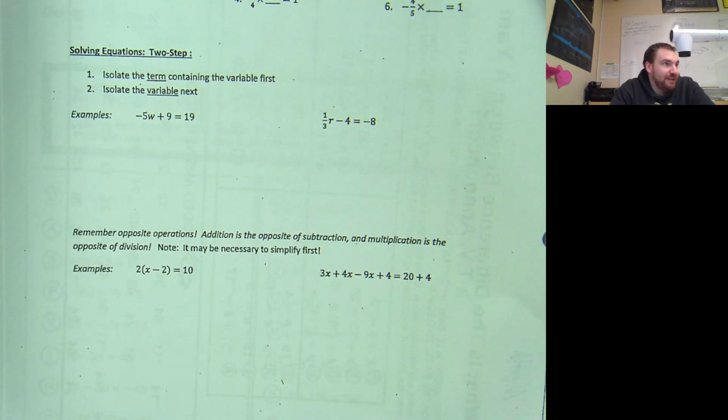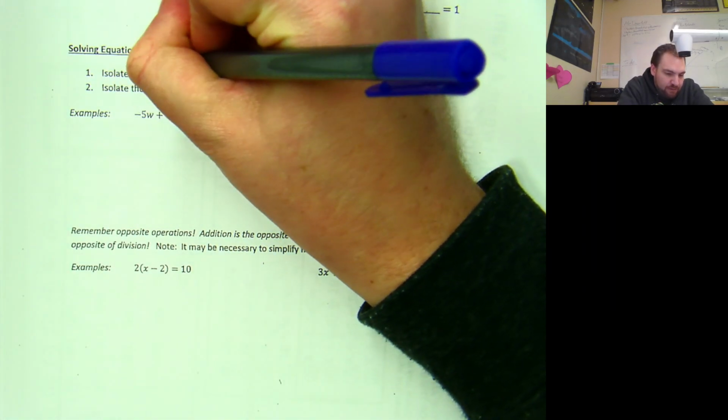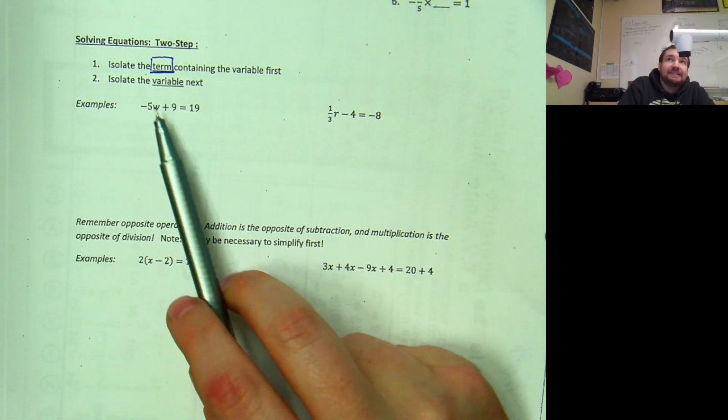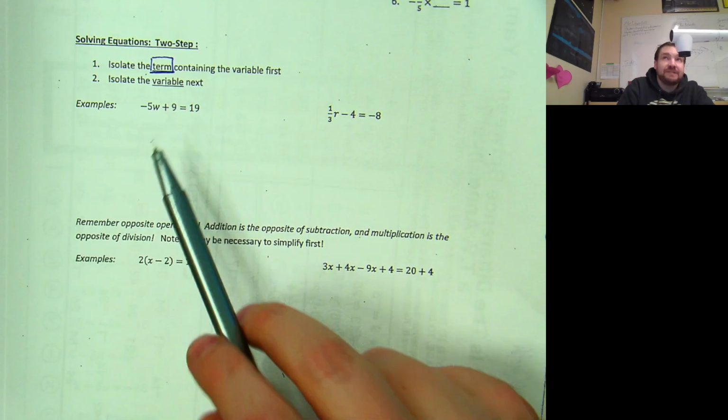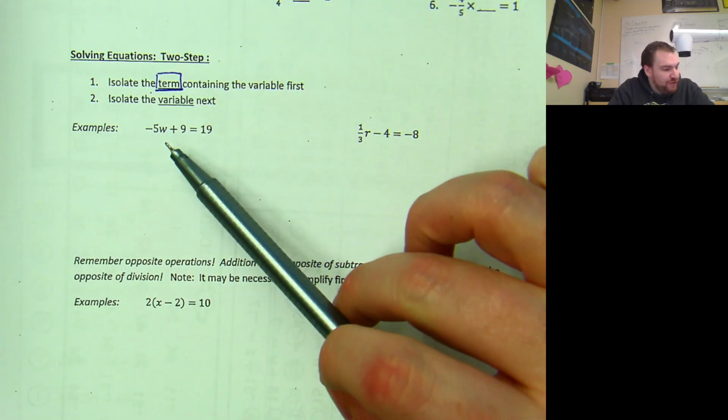So those of you who did the book ones, you've already kind of done this kind of stuff, so it's not overly difficult. What you want to make sure we're doing here is isolating the term containing the variable first. Do we remember what terms are? Yes? A term can have a variable and a coefficient with a sign out front, so there's a lot going on in a term. So in something like this, negative 5w plus 9 equals 19, the term that we're going to get by itself is which term?